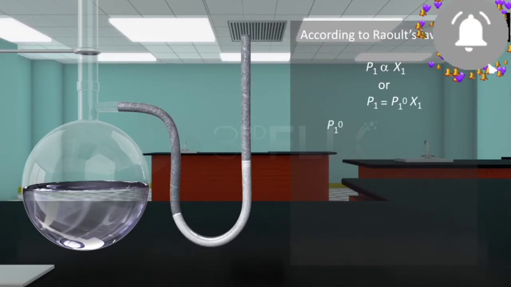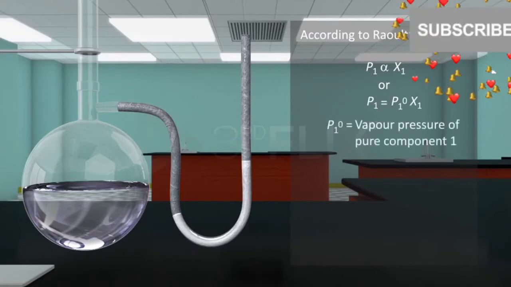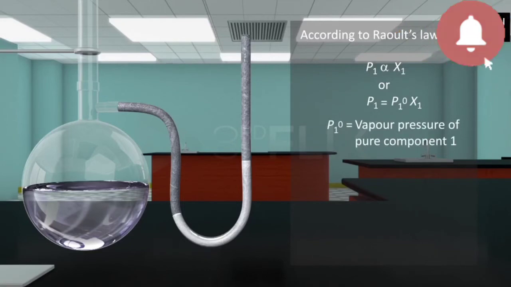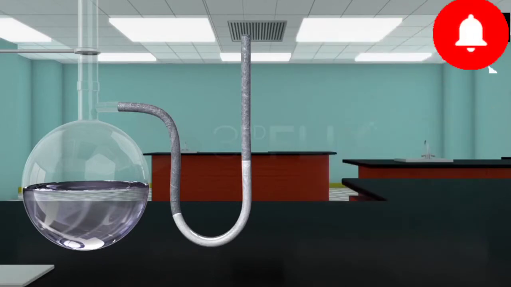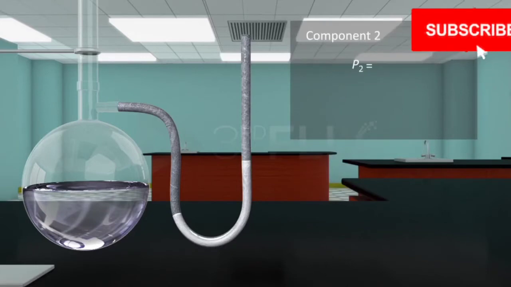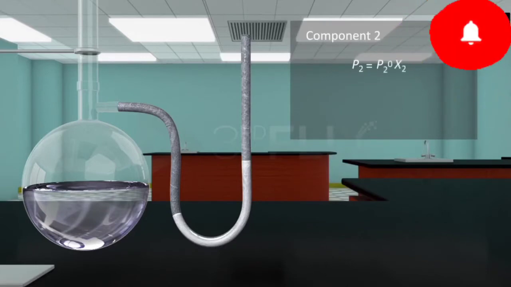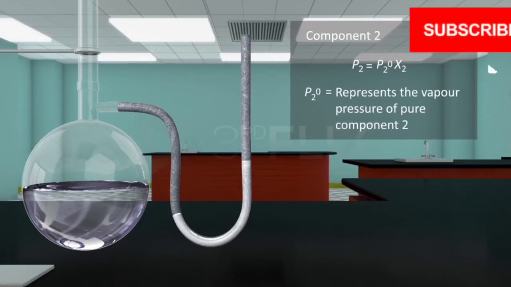Here, P1 naught is the constant of proportionality and represents the vapor pressure of pure component 1 at the same temperature. Likewise, for component 2, P2 is equal to P2 naught x2. P2 naught represents the vapor pressure of pure component 2.